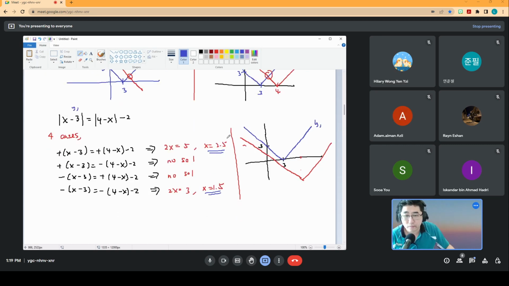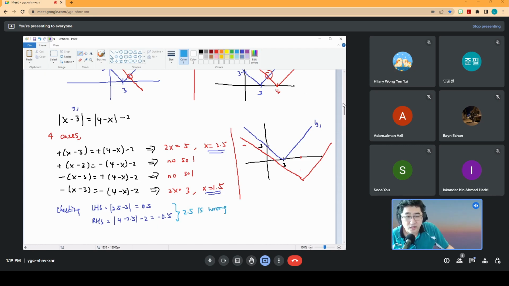Although over here they have suggested 2.5 and 1.5 as answers, when we put it back inside, checking. The left hand side, I have modulus of 2.5 minus 3, that actually gives me 0.5. The right hand side, I have modulus of 4 minus 2.5, minus 2, that actually gives me negative 2.5. So the 2.5 answer is not true. 2.5 is wrong.